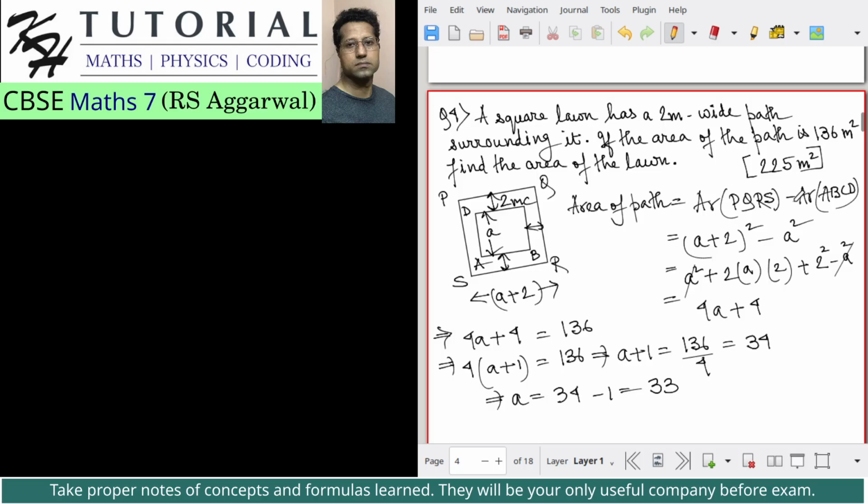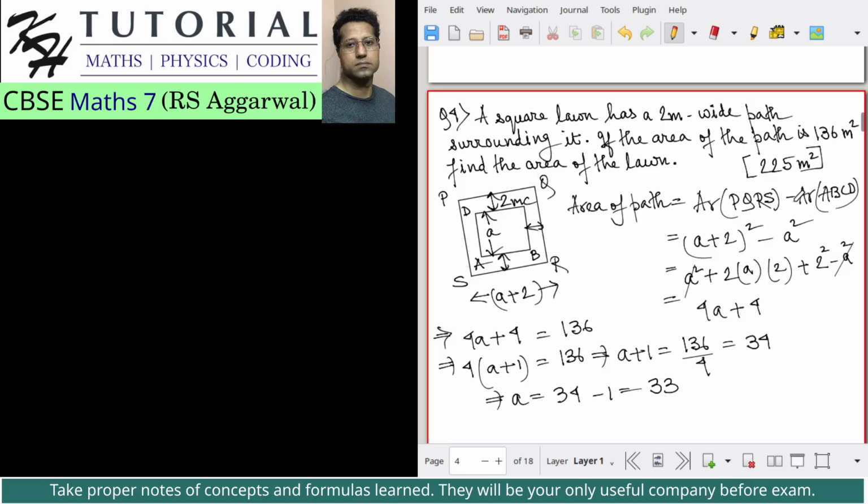This is question number 4. A square lawn has a 2 meter wide path surrounding it. If the area of the path is 136 meter square, find the area of the lawn. Find the area of the lawn. 2 meter wide path. Oh, I made a mistake.